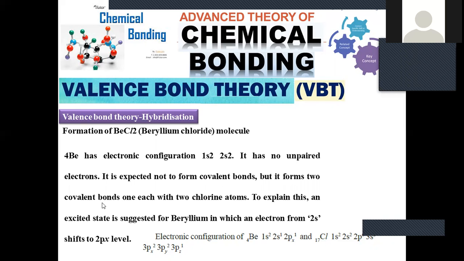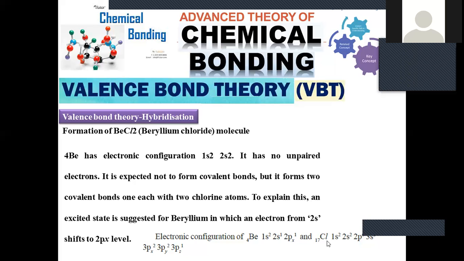But when we excite this atom, it will participate in bond formation with the 2 chlorine atoms. The orbital degeneracy will be lost, and one of the 2 electrons from the s orbital is excited into the 2px orbital, giving 2s1 and 2px1. So beryllium is converted into 1s2, 2s1, 2px1. That means 2 electrons are available for bond formation, for sharing of electrons.